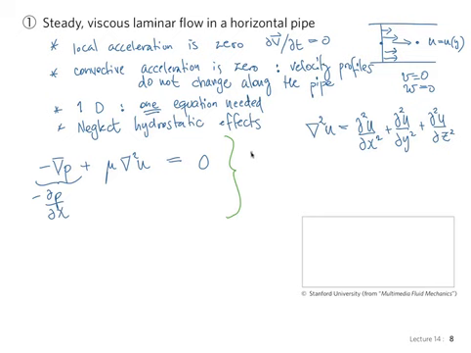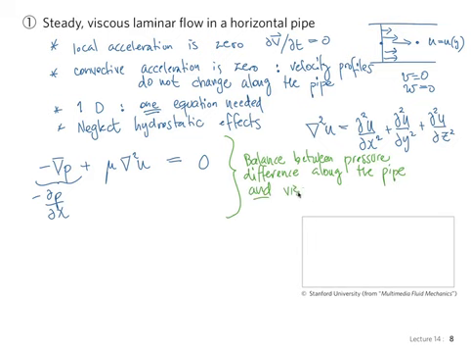This flow involves a balance of just the pressure, basically the pressure difference along the pipe, dp dx, and viscous forces. Now this equation can be integrated. We can separate variables, integrate, and so on, and I'm just going to write the result here.